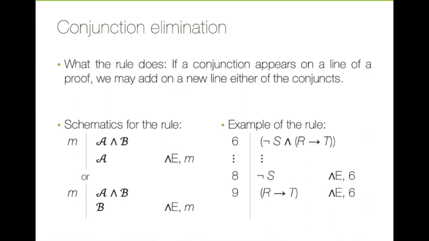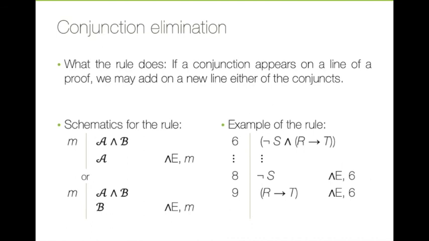But there's also this second schematic. If we have that conjunction, we can also add the other conjunct on a new line. And that has the same justification. So this rule allows us to add either conjunct, and as we'll see in a second, we can add both conjuncts on separate lines. So let's look at this example.